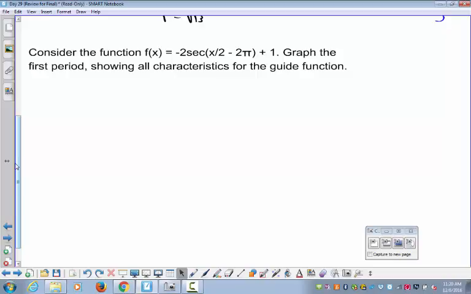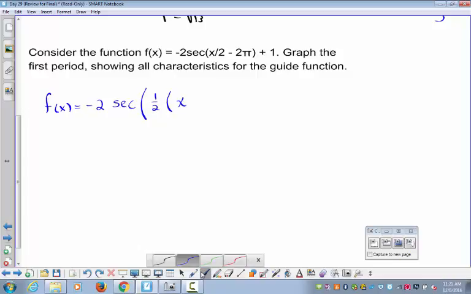So graphing the trigonometric functions, we first want to factor out the leading coefficient of the angle. In this case, I have an x over 2 there, so I'll factor a 1/2 to the front of the angle.